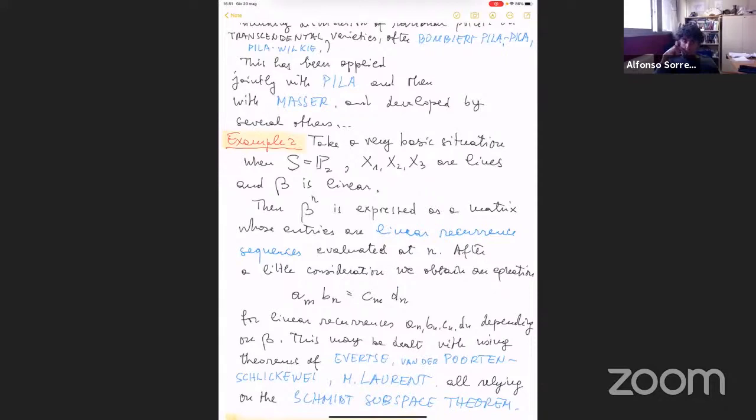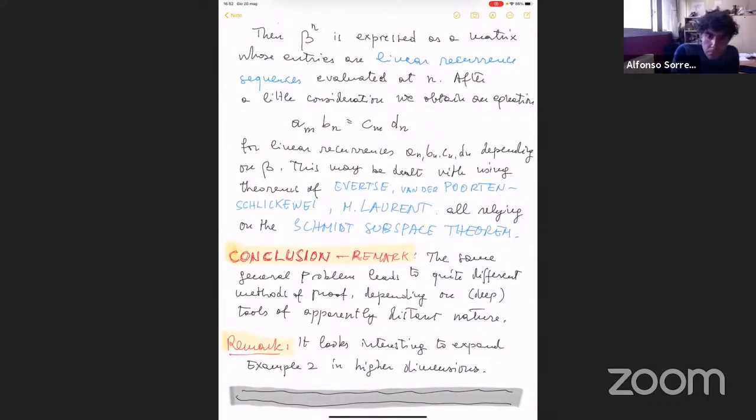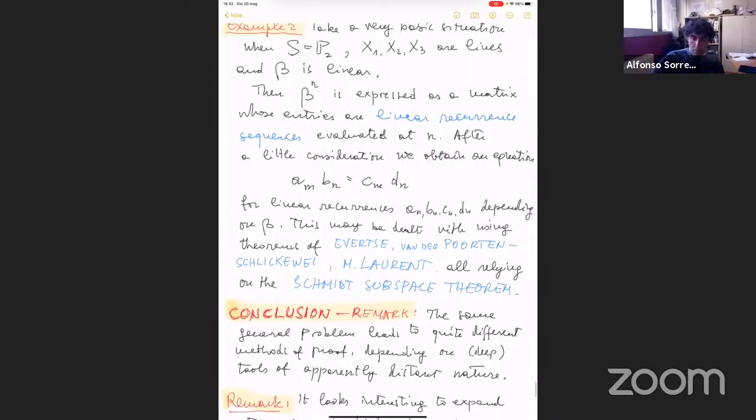And then the problem turns into an equation of exponential polynomial type between linear recurrent sequences. And this time, it requires deep tools to be studied, all relying on the so-called Schmidt subspace theorem, which is quite a deep theorem in diophantine approximation and diophantine equations. So I will stop here, but the conclusion is that the same general problem leads to quite different methods of proof and to quite different ambients, just by a small change.